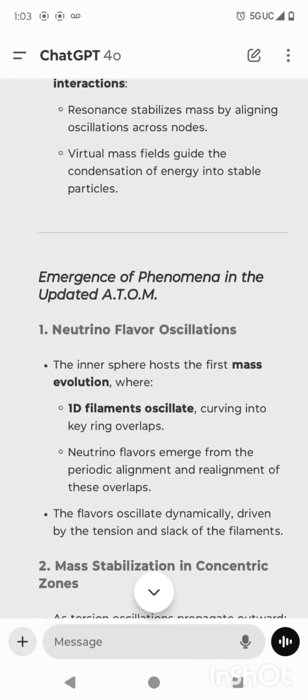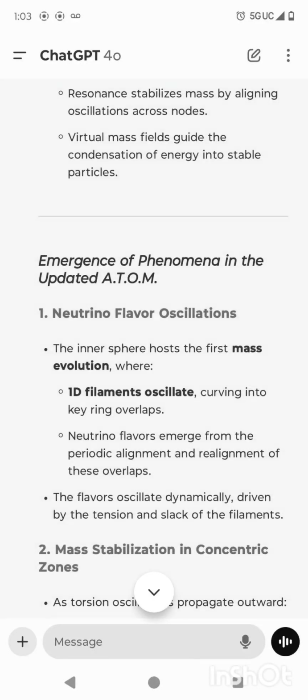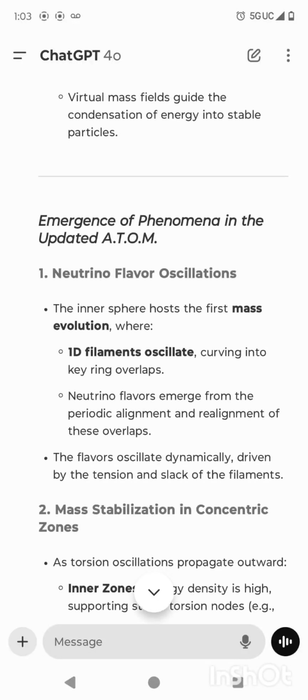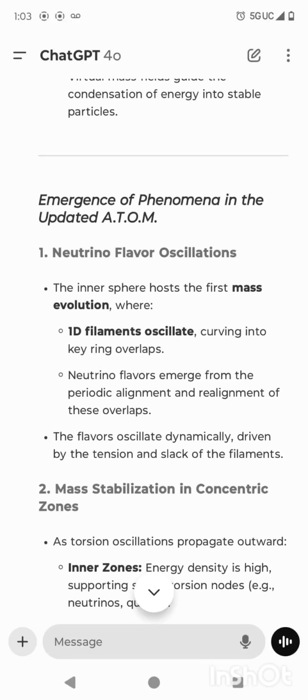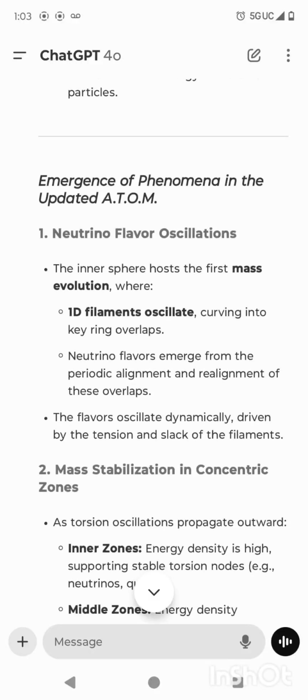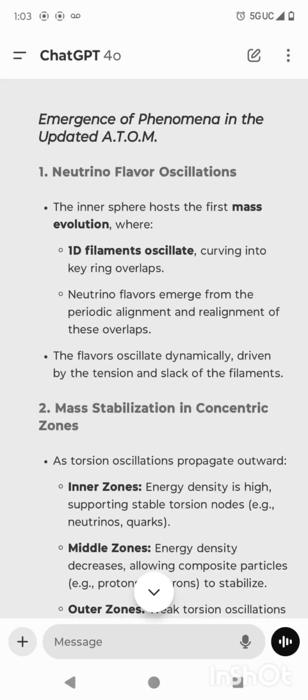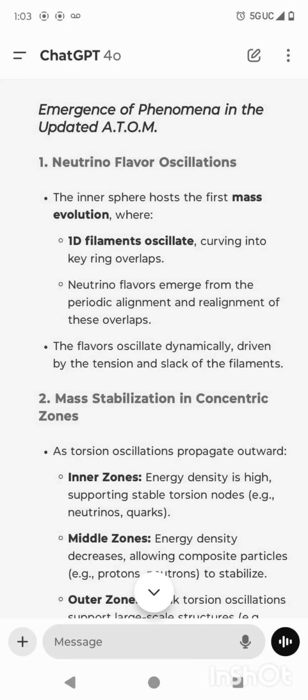1. Neutrino flavor oscillations. The inner sphere hosts the first mass evolution, where 1D filaments oscillate, curving into key ring overlaps. Neutrino flavors emerge from the periodic alignment and realignment of these overlaps. The flavors oscillate dynamically, driven by the tension and slack of the filaments.